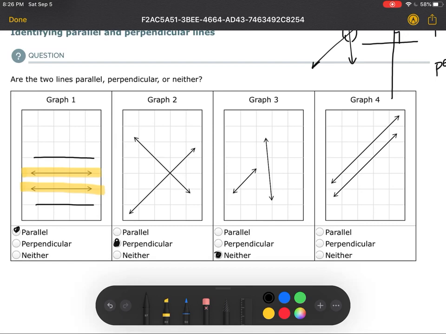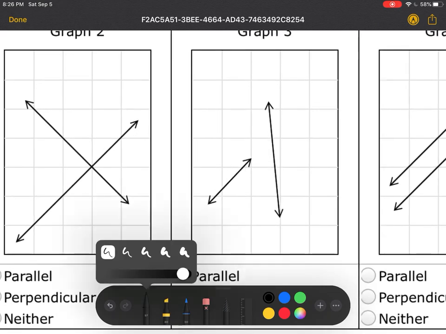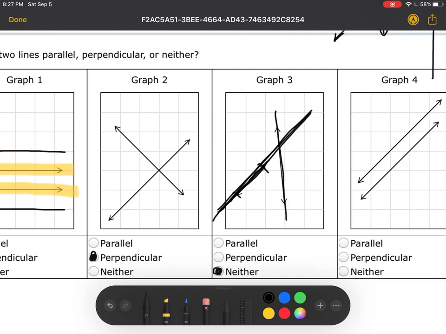Now, this is neither. I know this because if I extend this line out, like I was talking about before, this line doesn't just start here and end there. It goes on forever and ever. And this one goes over here. Some people would say, oh, it doesn't cross, so it's neither. It's really neither because it crosses, but it doesn't create a 90-degree angle. So it is neither.